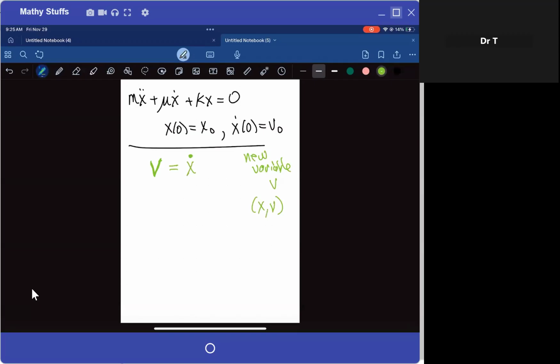Well, if velocity is x dot, and I want to convert this thing, oh, this software is garbage. It's been nothing but frustrating. And I paid for this. Unbelievable.